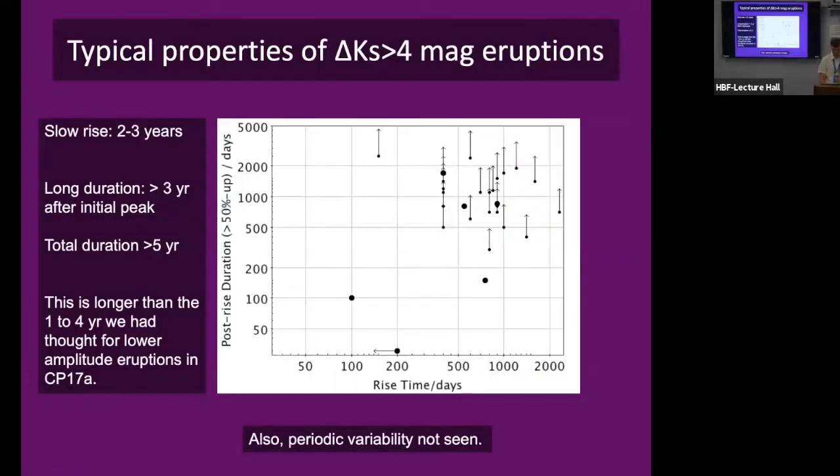Okay, so to sum up the properties of the eruptive YSOs, if you plot the rise time and the post-rise duration, these are very much preliminary numbers, but they're typically taking 2 or 3 years to rise, and the durations are lower limits. They're lasting at least 5 years in total. So this is longer than Carlos's thesis set, where we reckoned they typically lasted 1 to 5 years. We're looking at these high amplitude events lasting more than 5 years, and they're taking longer to get started. So this is just basic facts.